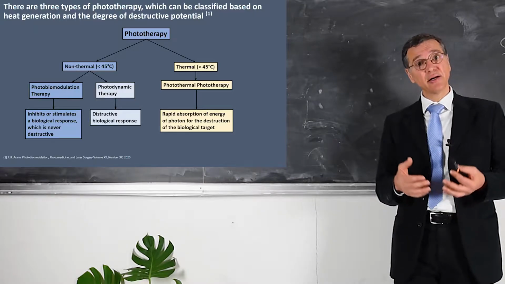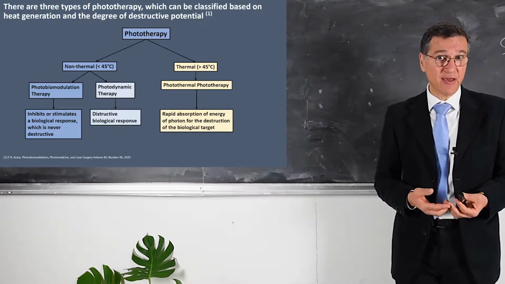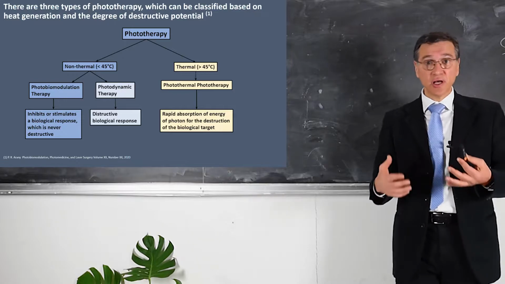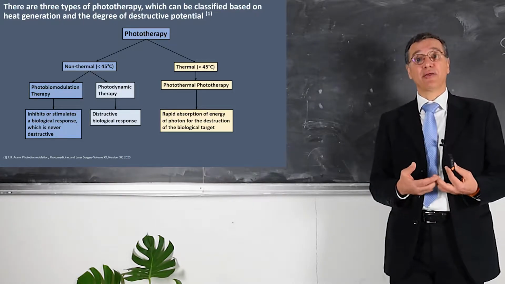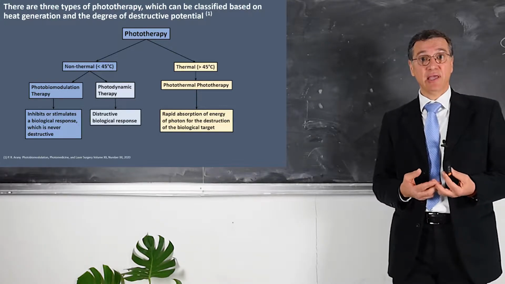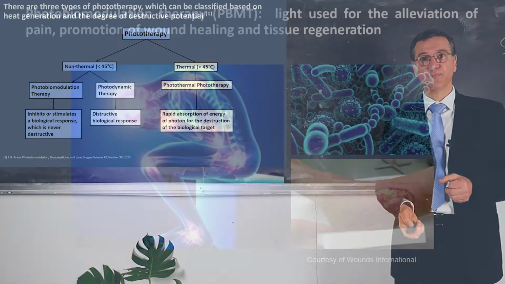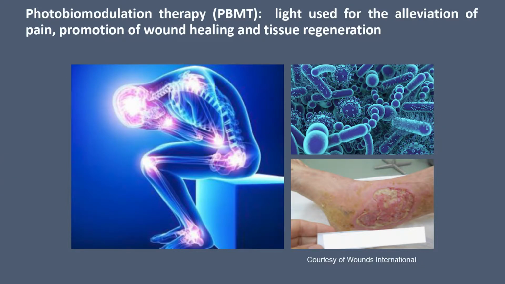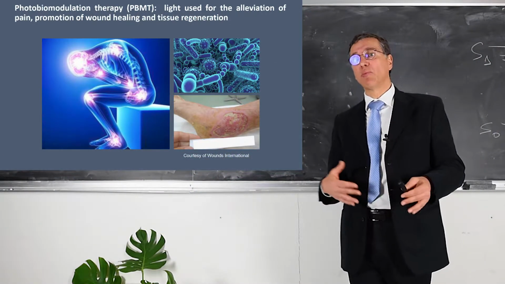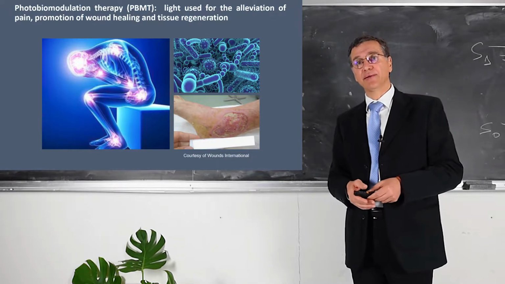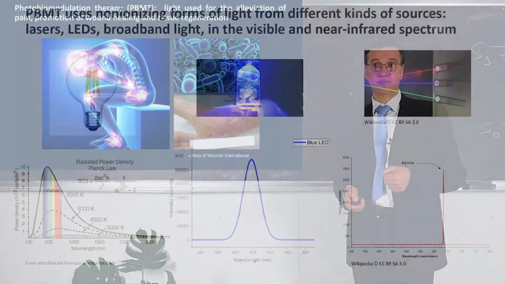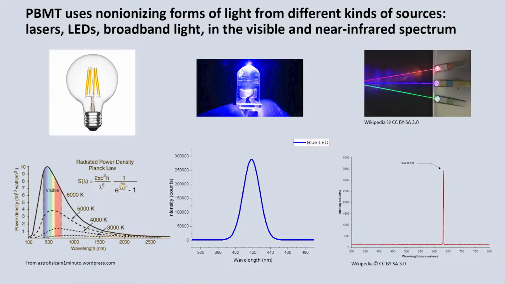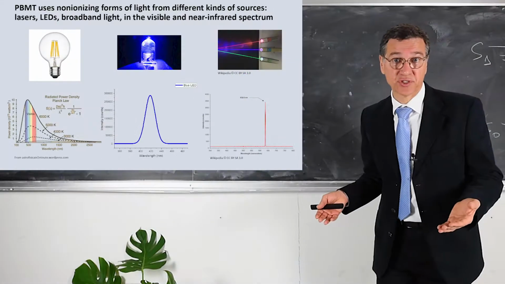And again, here we have a photochemical effect whose components activate cell pathways which produce healing processes. Photobiomodulation therapy is commonly used to alleviate pain, to promote wound healing and tissue regeneration. And to do that, we can use different kinds of light sources.